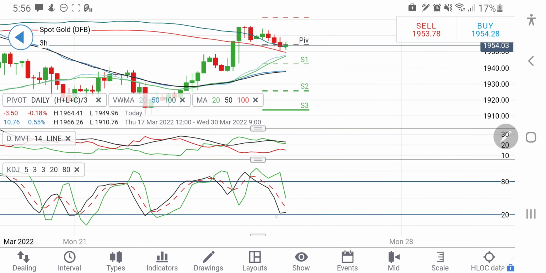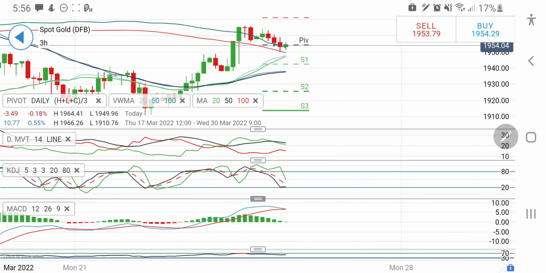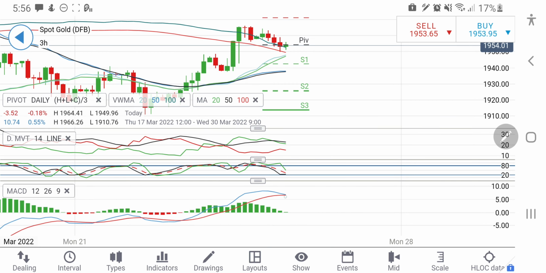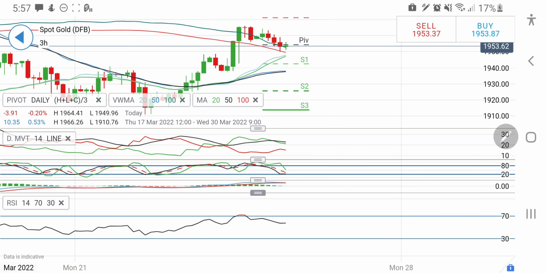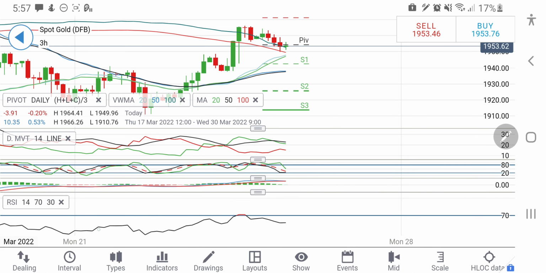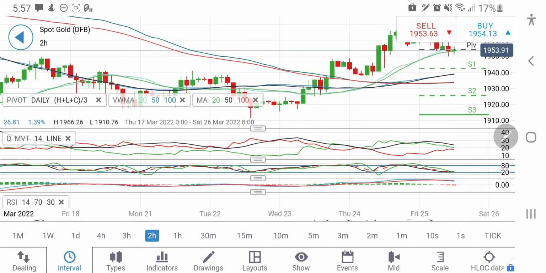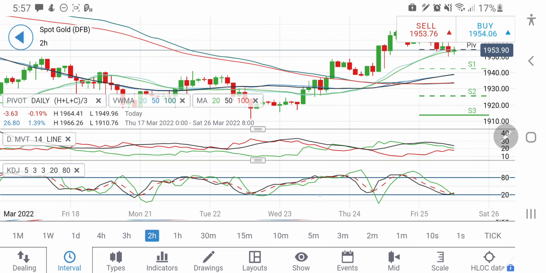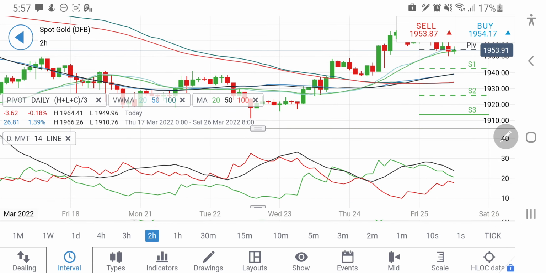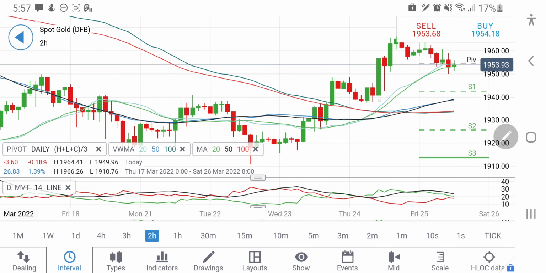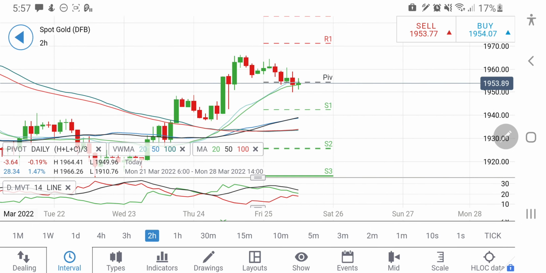On the 3-hour charts, the stochastic is almost nearing the bottom and trying to converge. See, the MACD is trying to converge and cross over, and possibly it may give a red candle. RSI is not showing any symptoms of either the overbought or oversold zone. The MACD on the 2-hour charts is oversold, looking upwards. The directional movement is still bullish.